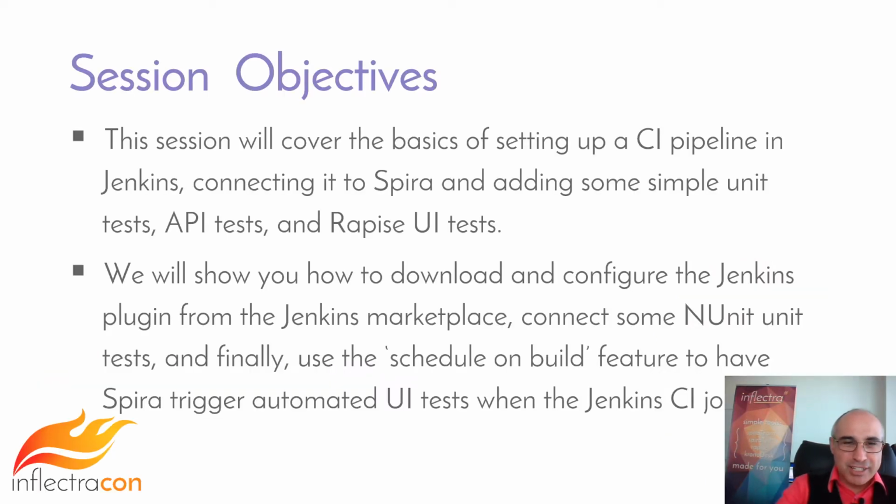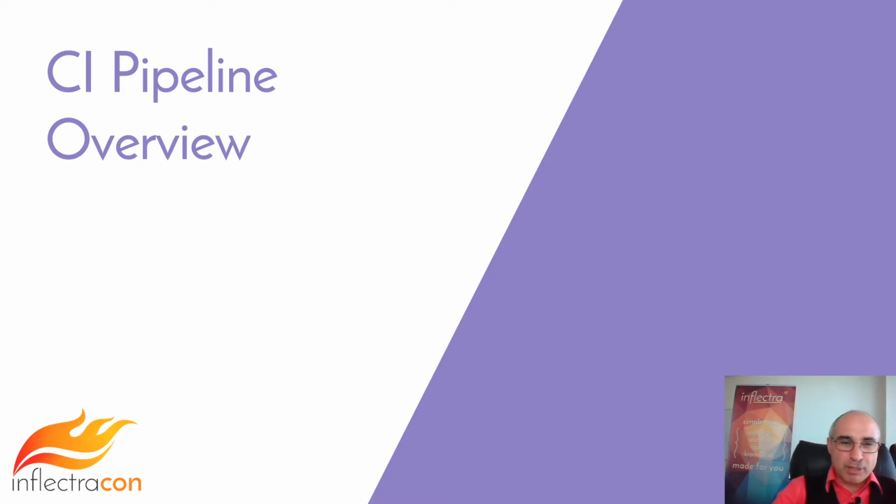So in this session, we're going to talk about setting up a basic CI pipeline in Jenkins, how you can connect it to Spira, which could be Spira Test, or Spira Team, or Spira Plan, and then we're going to add some simple unit tests, API tests, and then finally, some Rapise user interface tests. And I'm going to show you how you can configure Jenkins, how you can configure NUnit, and also use the special schedule on build feature in Spira to automatically do the scheduling of the UI tests once the main pipeline is done. So first of all, let's look at a typical pipeline, what's in it.